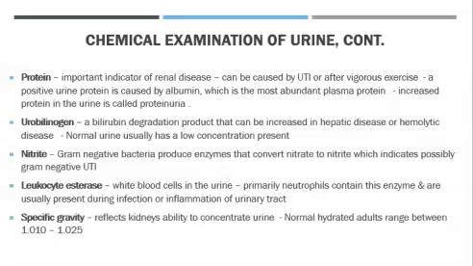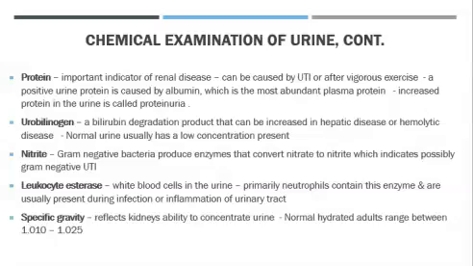The next test is urobilinogen, and it is a breakdown product of red blood cell degradation, and it is increased in patients with hepatic or hemolytic diseases. Everybody has a normal low concentration of urobilinogen, so the normal low concentration is usually at least 0.2 on the indicator strip, but if it's a higher reading than that for urobilinogen, then that would be considered abnormal.